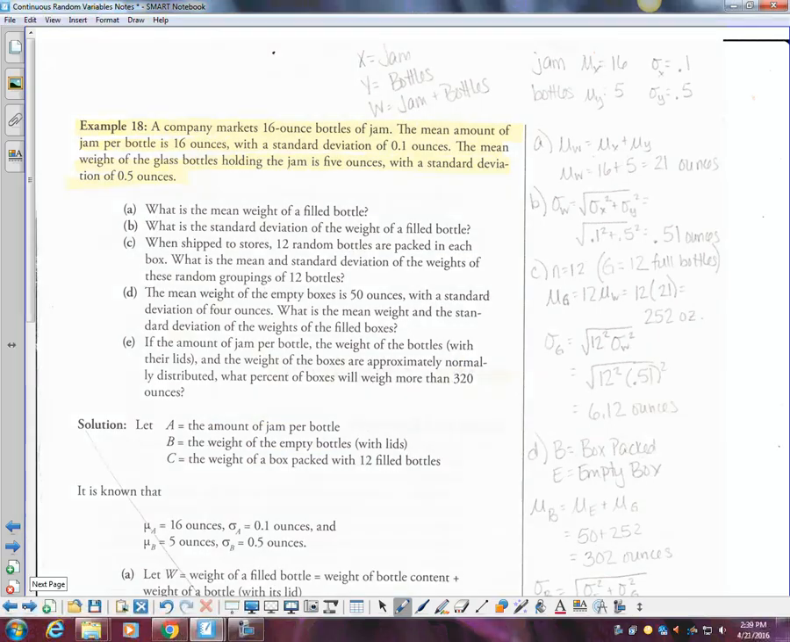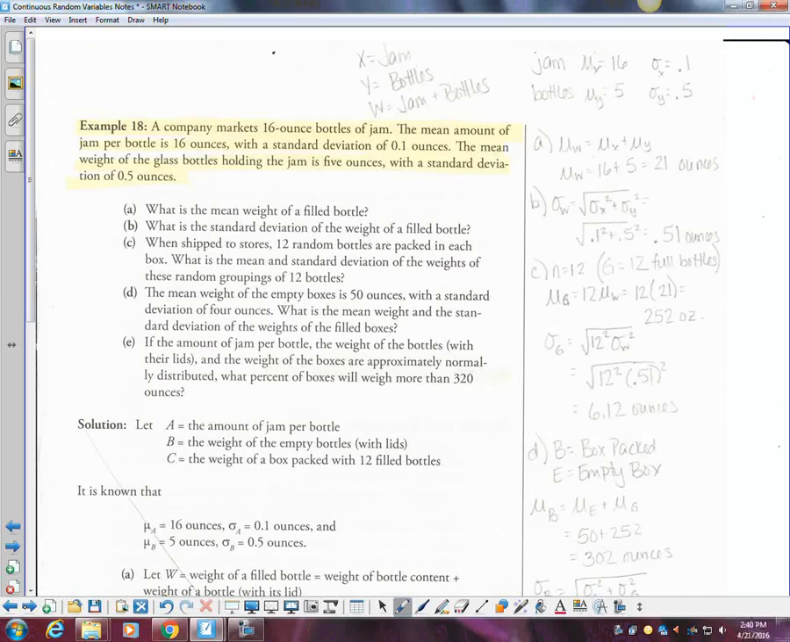Okay, this is a fantastic example. Y'all ready? A company markets 16-ounce bottles of jam. The mean amount of jam per bottle is 16 ounces, with a standard deviation of 0.1 ounces. The mean weight of the glass bottles holding the jam is 5 ounces, with a standard deviation of 0.5 ounces. Can we just take all that information and stat that up?